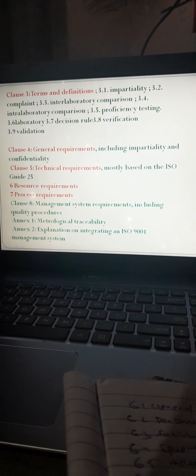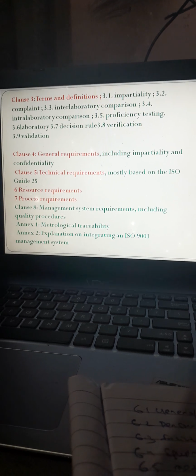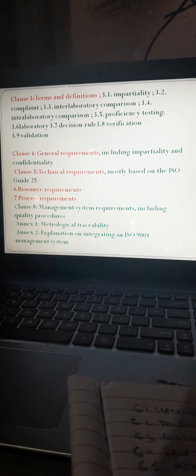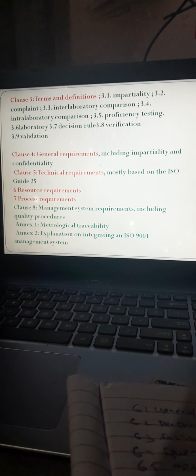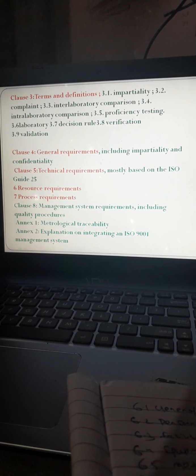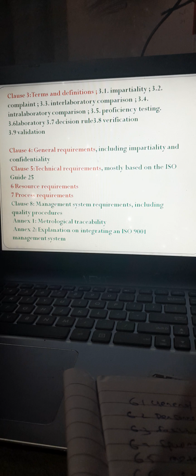And some normative references for ISO IEC 17025 include ISO IEC Guide 99, which provides general concepts and terms, and ISO IEC 17000, which specifies vocabulary and general principles for conformity. And clause 3 is terms and definitions, which contains subclauses: 3.1 impartiality, 3.2 complaint, interlaboratory comparison, intra-laboratory comparison, proficiency testing, laboratory decision rule, verification, and validation.